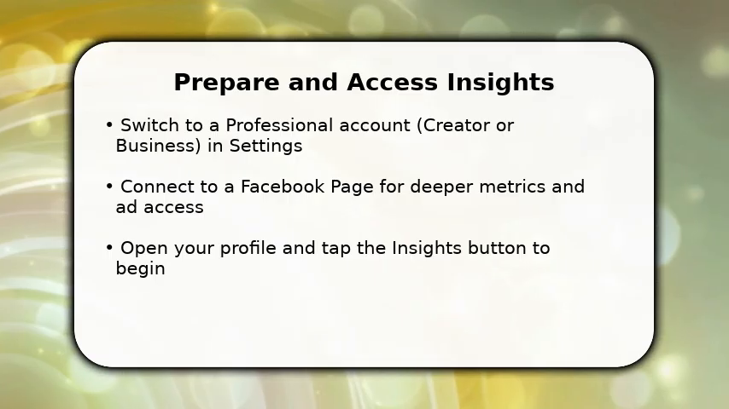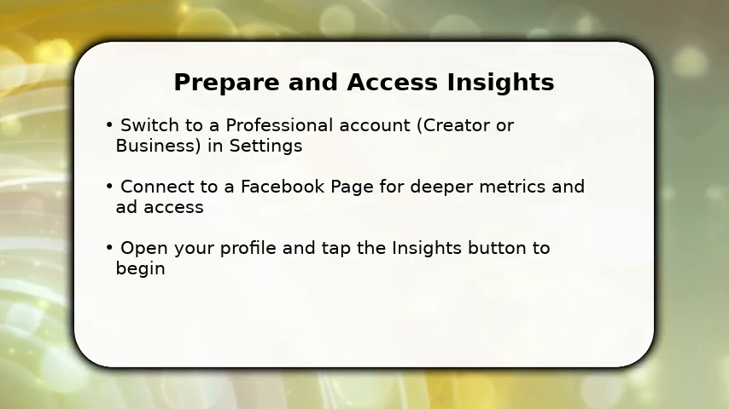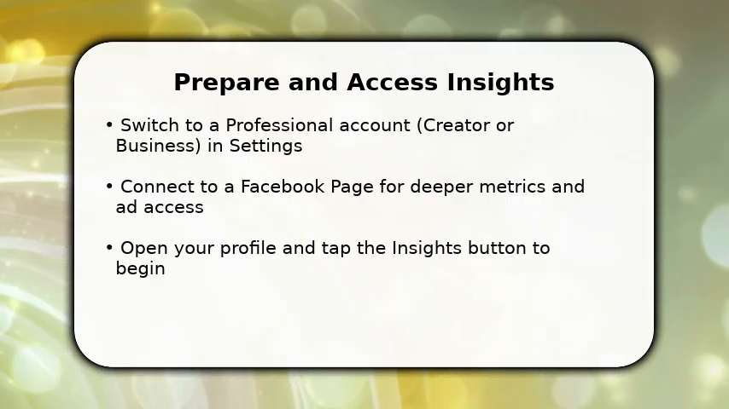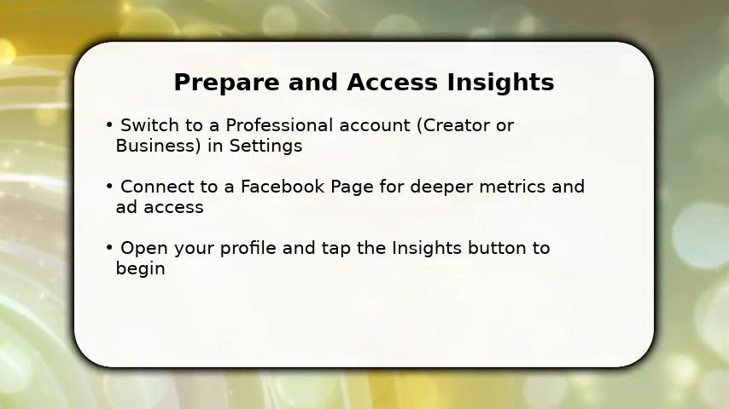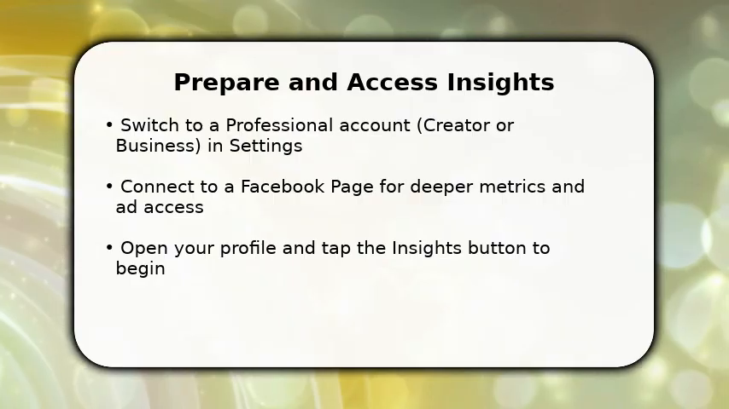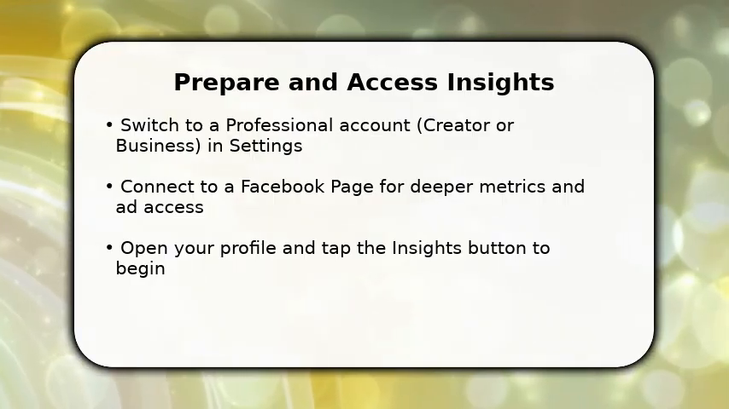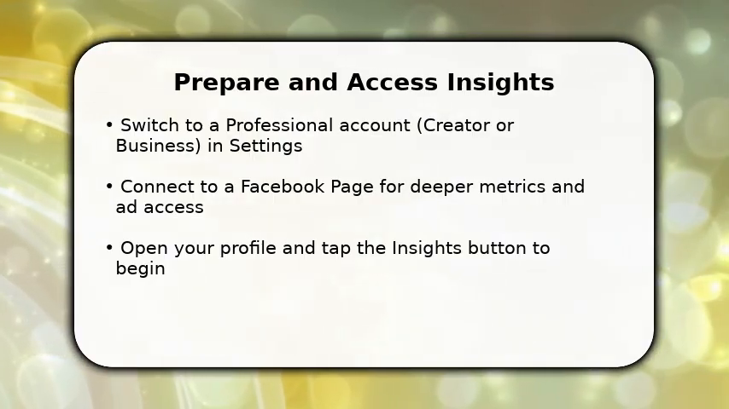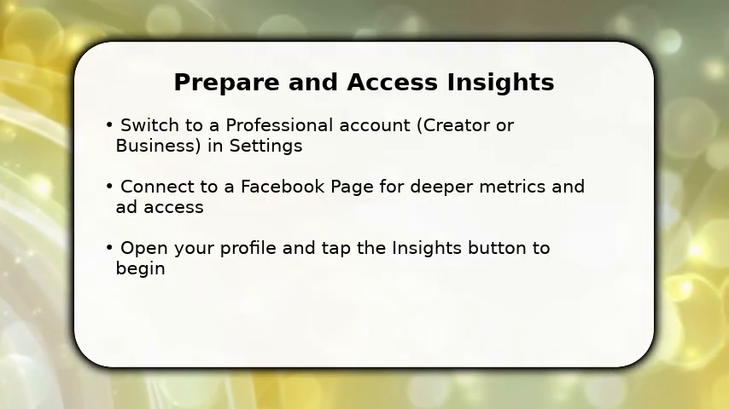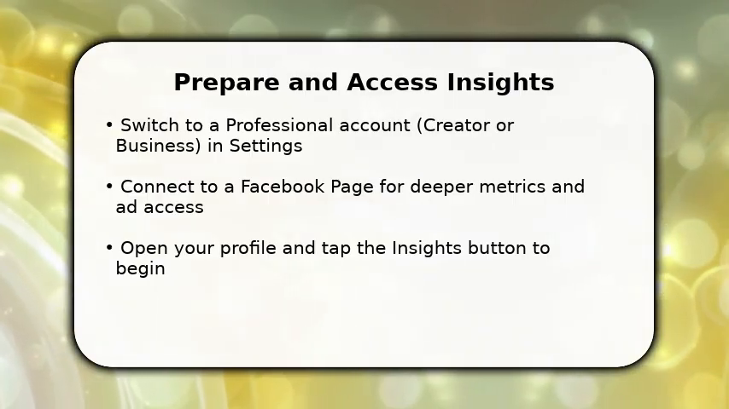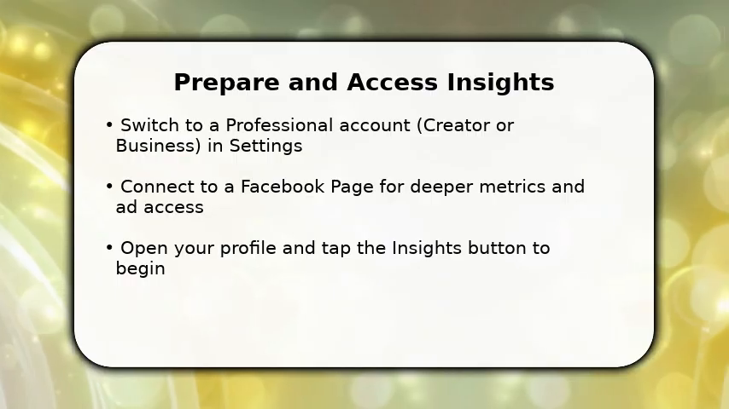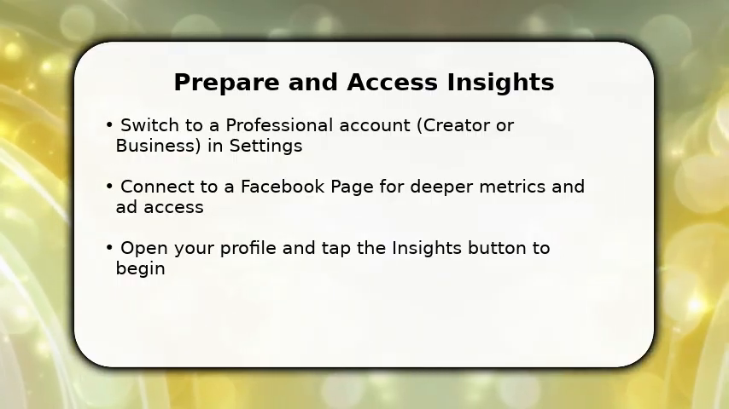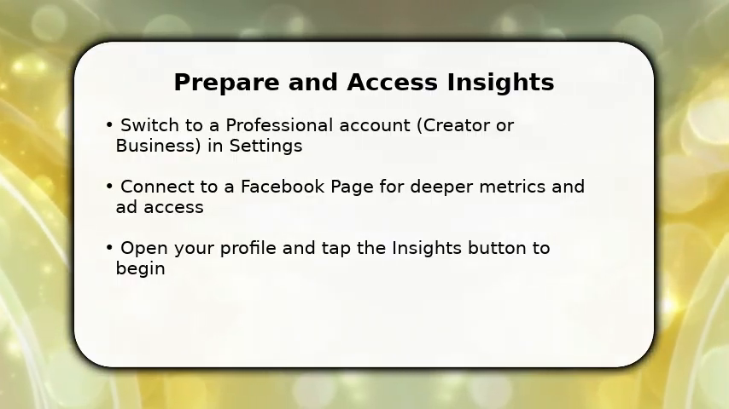You start by confirming the essentials: a professional Instagram account and a linked Facebook page. Once those are set, open your profile and tap Insights. This gives immediate overview charts. You'll see activity, content, and audience sections. Each serves a different question. Activity shows interactions, content lists recent posts and performs, and audience reveals follower demographics and growth. Make sure to allow a few days of data if you just switched, because historical metrics may appear delayed.